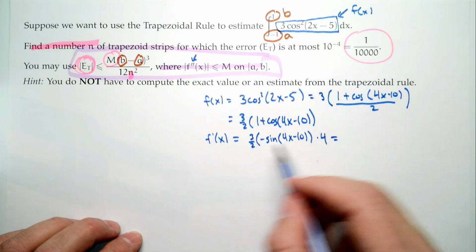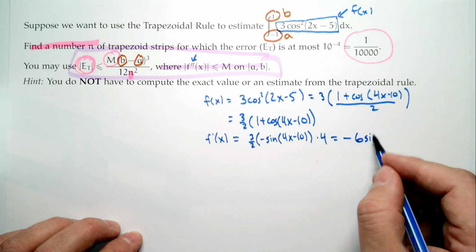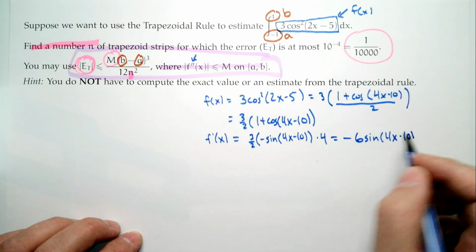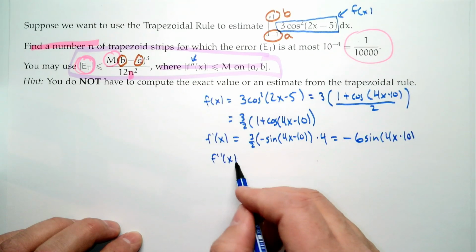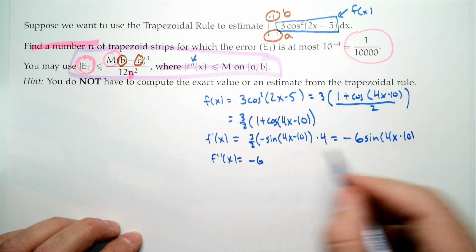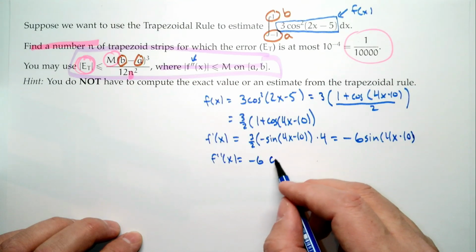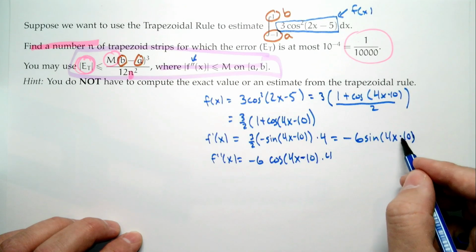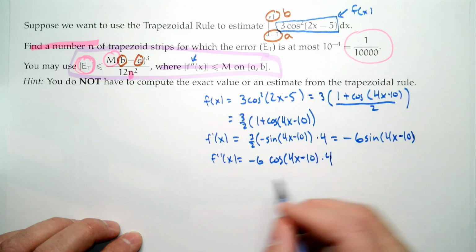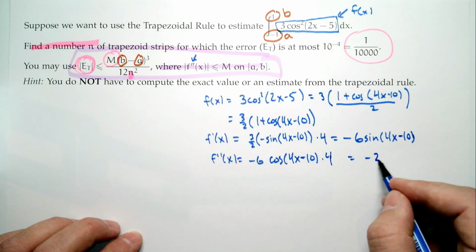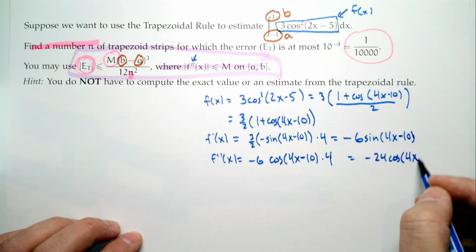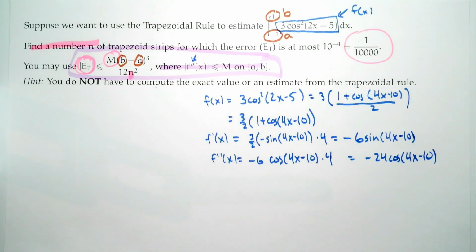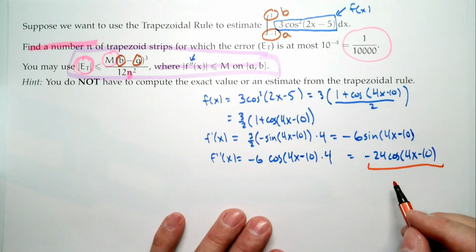So clean that up a little bit. 3 halves times 4 would be minus 6, sine of 4x minus 10. But we don't want to stop at f prime. We want to go to f double prime. So minus 6, the derivative of sine is cosine, 4x minus 10, multiplied by another 4 by the chain rule. So we end up with negative 24 cosine of 4x minus 10. Now, our goal is to understand M. We ask ourselves the question, how big can this be?